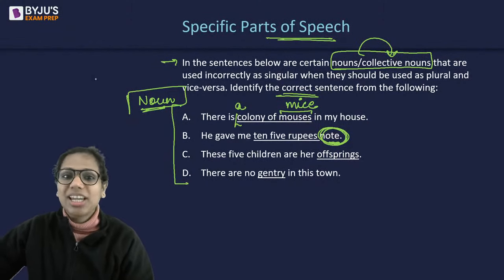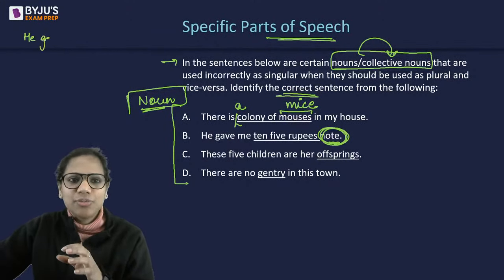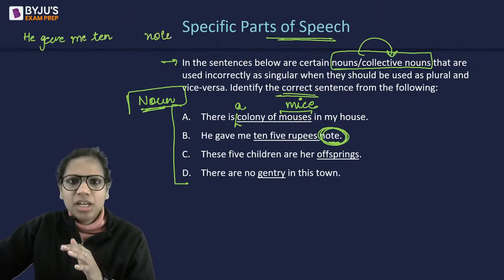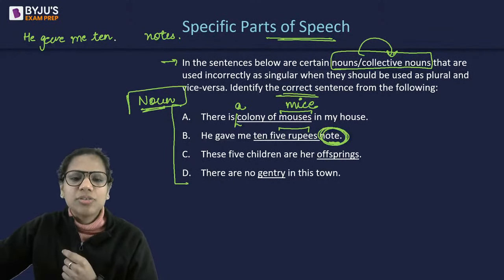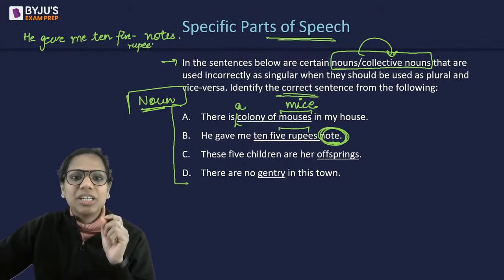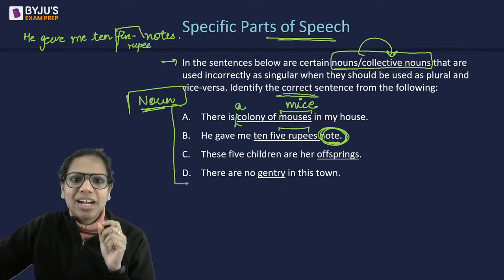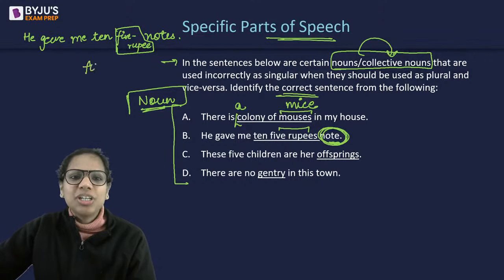Moreover, how should I write it? So many concepts stuffed into just one question. He gave me 10. Okay, so 10 notes. Now I am also telling you what was the denomination of those notes, right? So they were 5 rupee notes. So how will I write it? 5 hyphen rupee. 5 hyphen rupee. It will not be plural because this is an adjective here, a compound adjective. Okay, 5 rupee notes. Why am I placing this hyphen here?